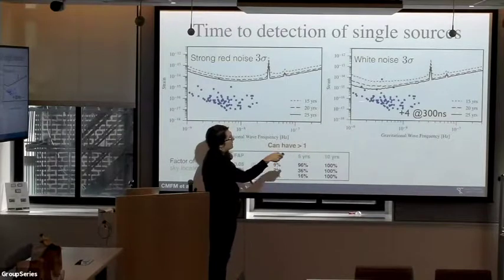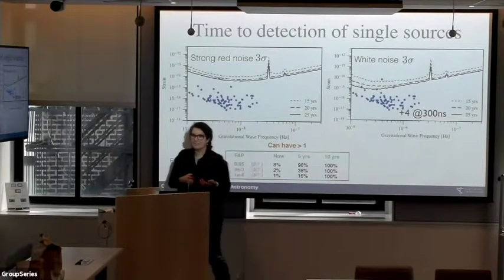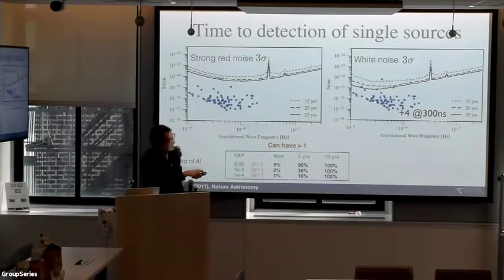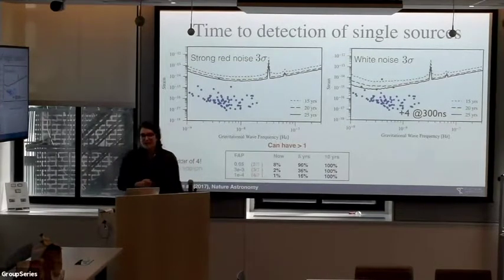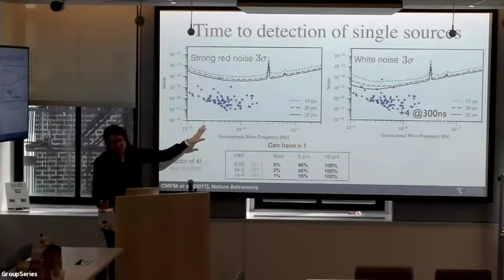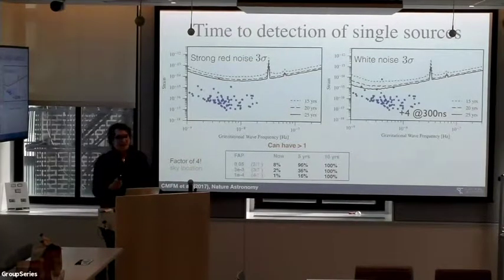This is for 20 years and 25 years. That's for the current array size. So this is expanding by adding 4 pulsars every year with 300 nanosecond residuals. This is for the international pulsar timing array. Right now, NANOGrav does this on its own. And so this is a very conservative estimate.